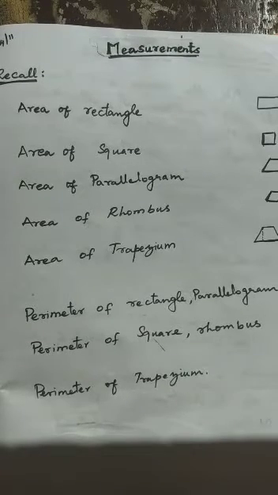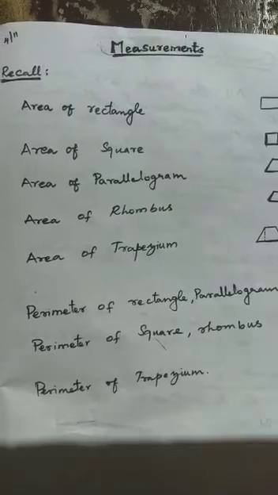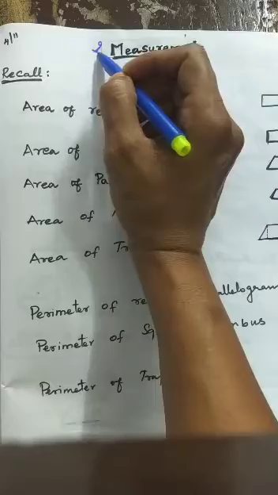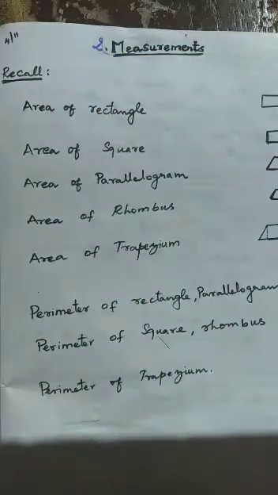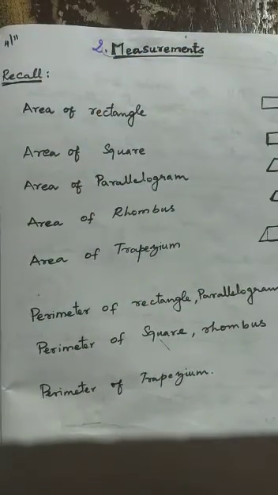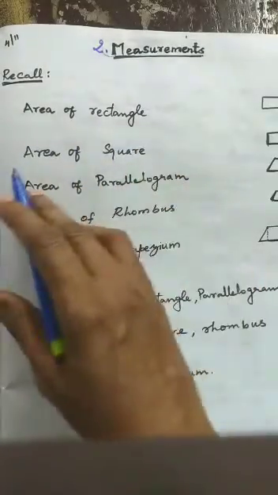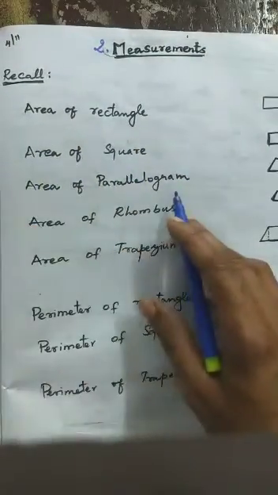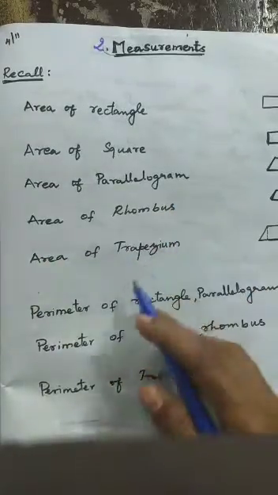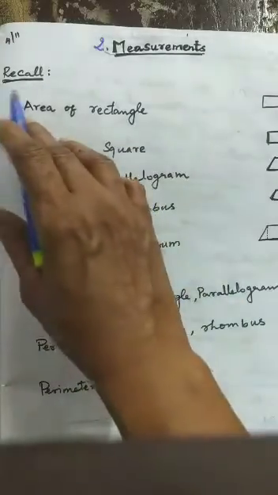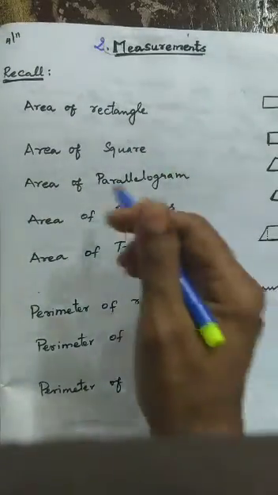Today we are going to see a new chapter, that is measurements. It's the second chapter of the second term. Last year in measurements we have seen area of rectangle, area of square, area of parallelogram, area of rhombus, area of trapezium. We shall recall that.